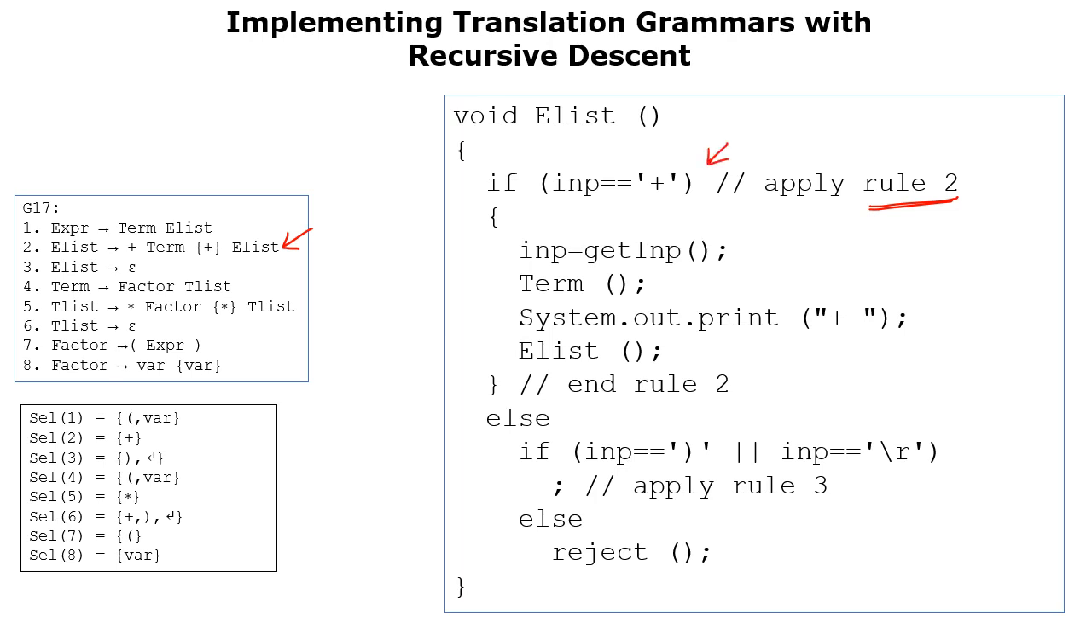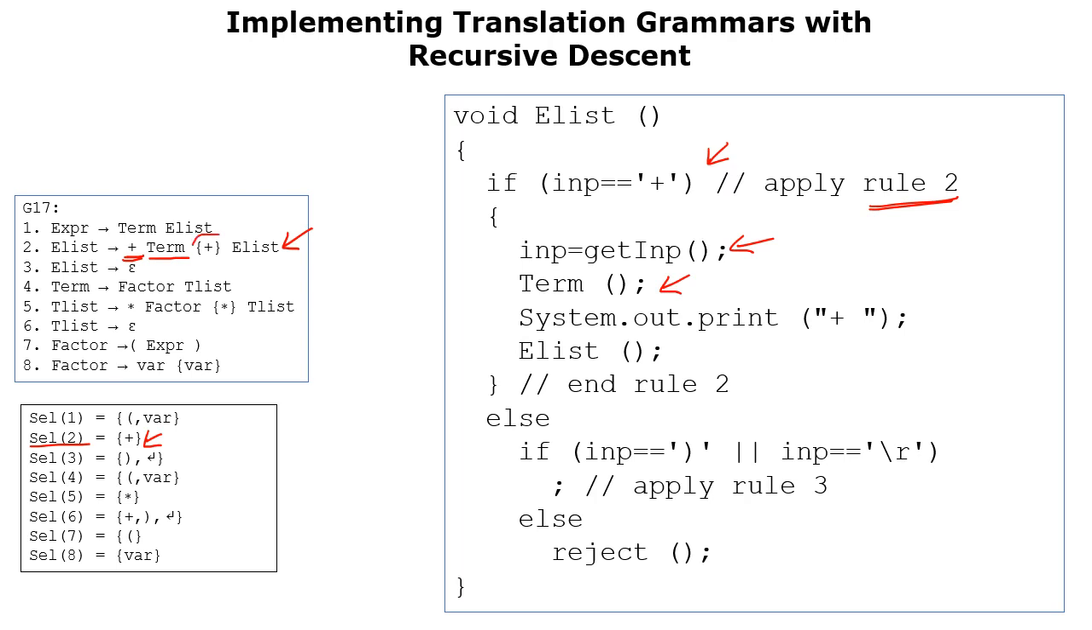The selection set for rule 2 is plus. If input equals plus, then after the derivation arrow, we meet a terminal. We handle a terminal by calling the next input. So we write this line, input equals get input. And then we meet a non-terminal term. We handle a non-terminal by calling the method for that non-terminal. So we call the term method.